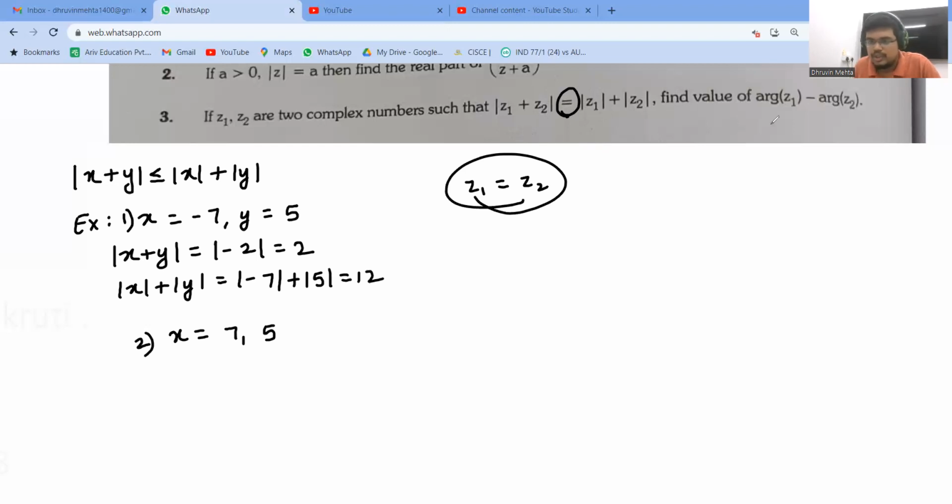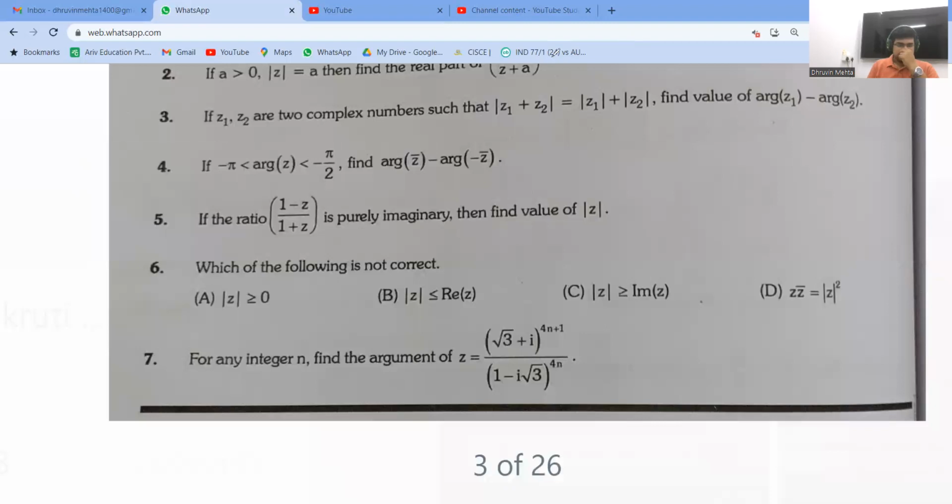So do you realize, Arush, in that case argument z1 minus argument z2 will be 0? See that. Yes, sir. That's the answer. Then shall we proceed? Yes, sir. Okay, next one, the fourth one.